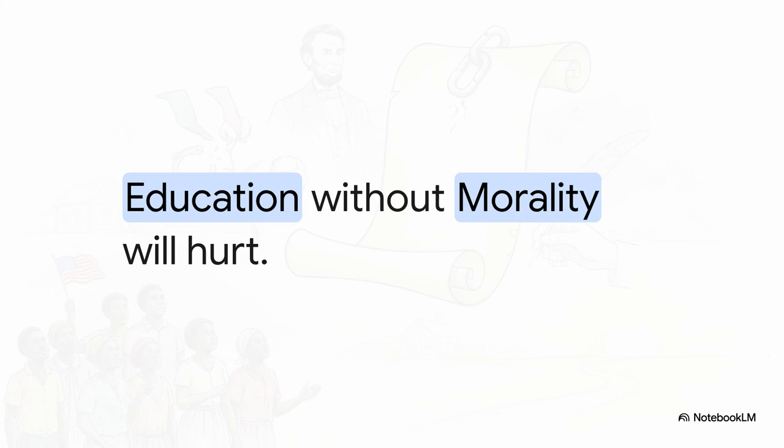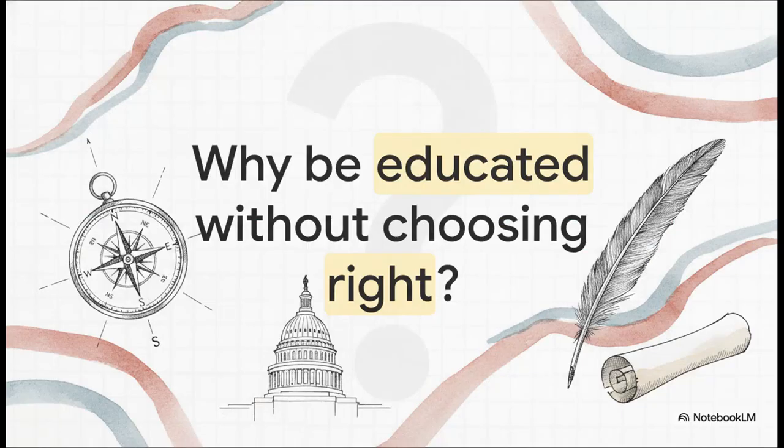And that brings us to the core lesson your curriculum is trying to drive home here. Education without morality will hurt. The text makes the argument that being super smart, getting straight A's, and memorizing all the facts in the world means absolutely nothing if you use that knowledge to make choices that hurt yourself and the people around you. Under this framework, being highly educated but morally bankrupt just means you're using your intelligence to do a lot more damage. So the lesson leaves us with this really provocative final thought.